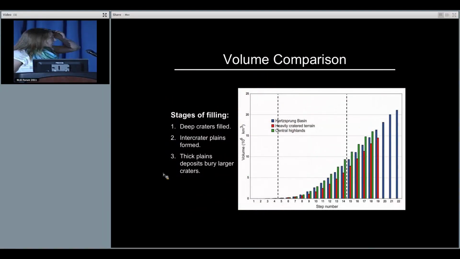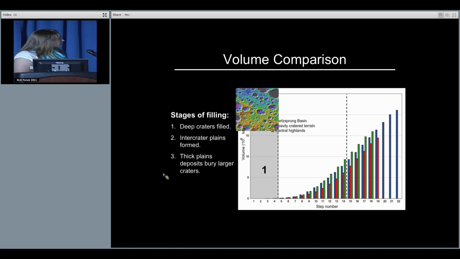Okay, so from this volume comparison, we can make a couple of conclusions about the stages of filling and add a little bit to what was done previously. So initially we have this stage one where a lot of these larger craters are being filled, and you don't see a significant change in volume or the crater size frequency distribution, just a loss of some of those smaller craters around 5 kilometers in diameter.